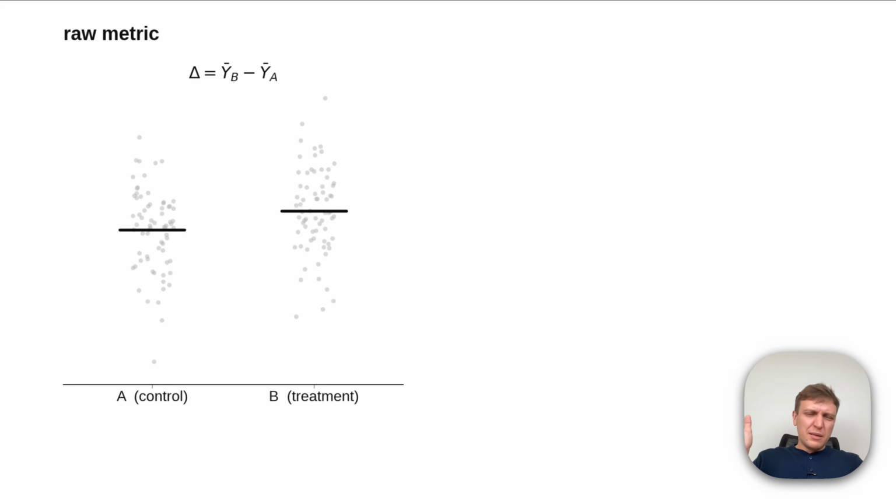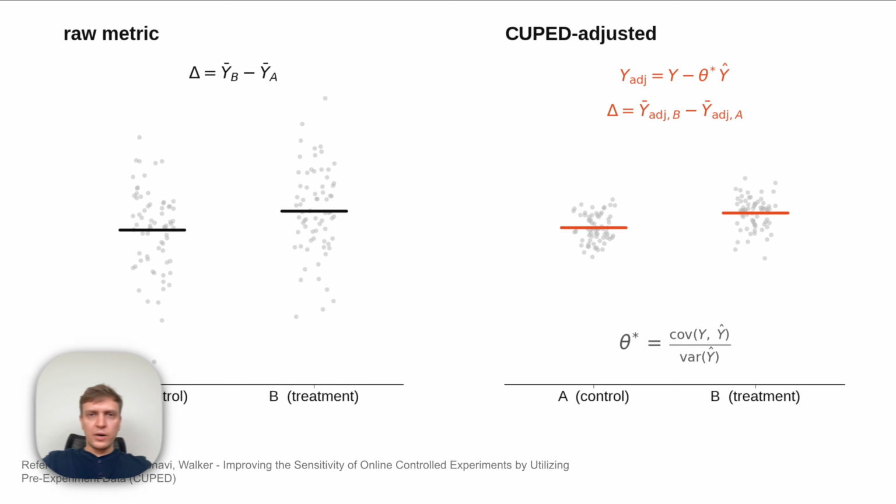The problem is this delta is very noisy because there are different customers. Even though you're splitting them randomly, there are always some differences between these two cohorts. And overall, there is a lot of noise in any metric that you are measuring. And the obvious thing that you want to do is to reduce this noise and reduce this variance. And one very widely used approach to do it is called CUPED.